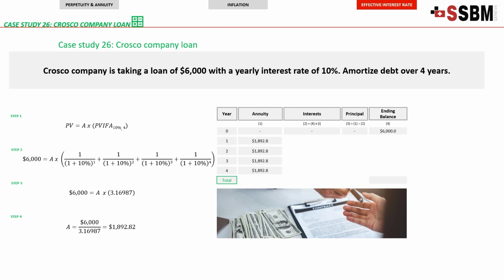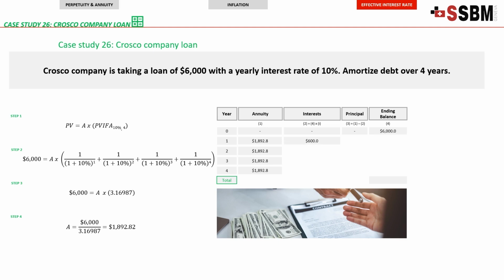So for the annuity, the second column, you have the 1 to help you understand more easily. Interest is obviously equal to column 4, the ending balance, times the interest rate, I. The annual principal is equal to column 3, which is 1 minus 2, the annuity less the interest. So you see here the ending balance when you take the loan is 6,000. You have the column of the annuities.